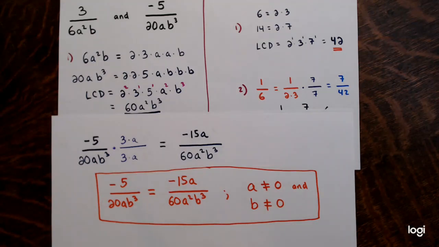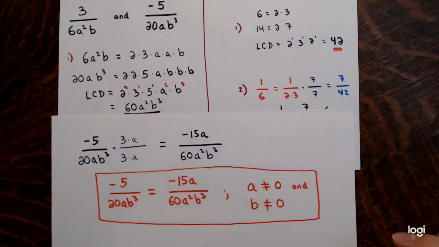Again, an easy one here would be if I replace a and b with the number 1. If both of these were 1, you'd have -5 over 20, which is -1/4, -0.25 in decimal, equal to negative 15 over 60, which is again negative 1/4. So they would be equal. But try out other values.